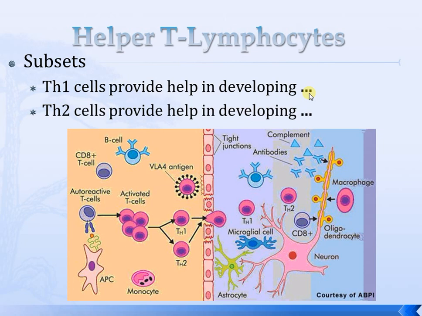You don't have to worry about the subtypes. It was just that TH1 cells are there for helping cell-mediated immunity, where the TH2s are for humoral immunity. So in other words, T helper cells like to talk to what type? It's cell-mediated. They like to talk to T cells, where the TH2 cells control the B cells.